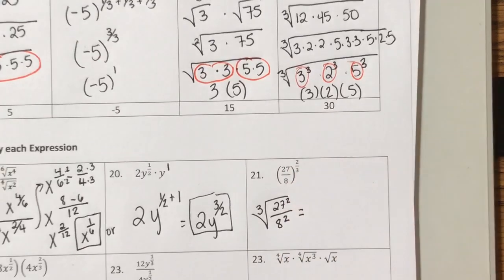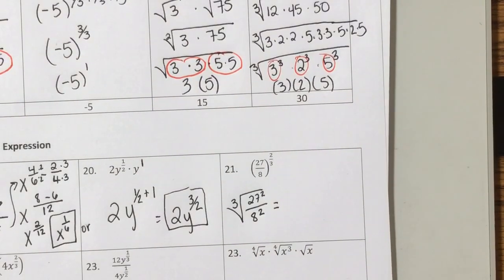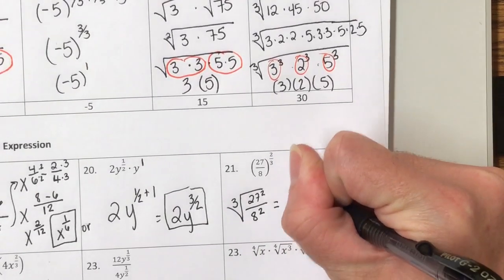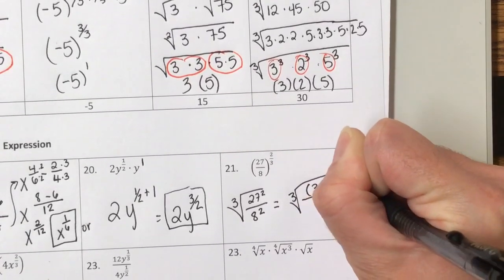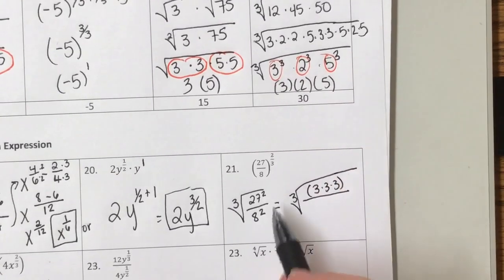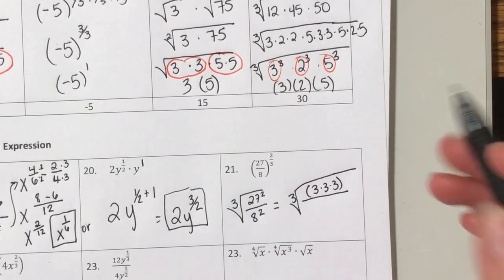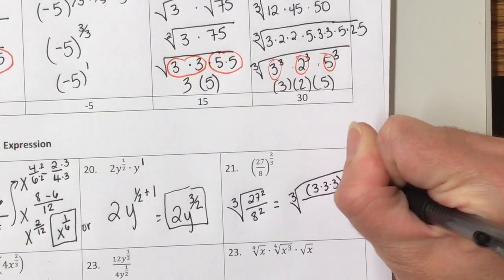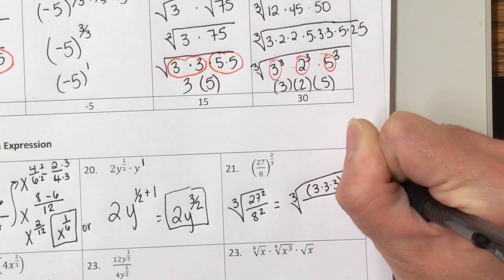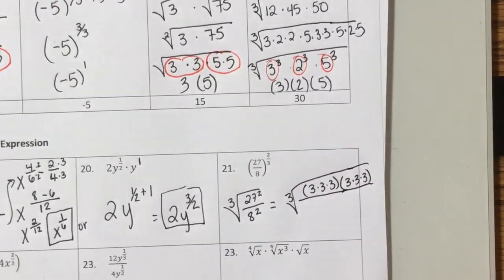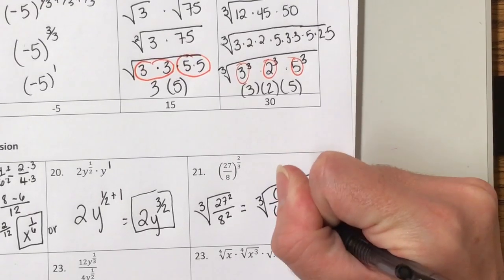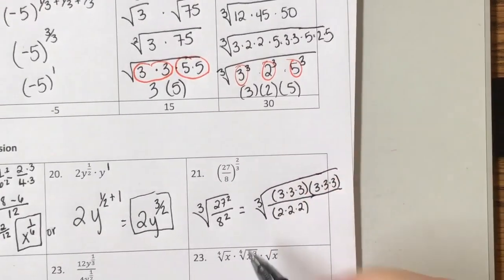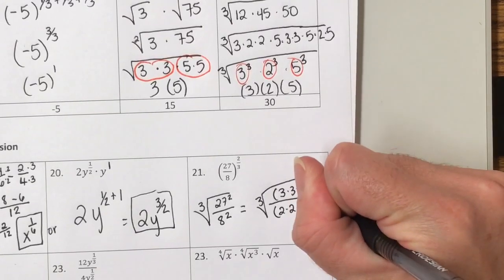So I'm looking for groups of 3. Well, I know 27 breaks down to 3 times 9, and 9 is 3 and 3. So I've got the cube root of 3 times 3 times 3. But I have 2 sets of those because it's 27 times 27. So I'm going to list that set out again. Then 8 squared, well, again, 8 breaks down to 2 times 2 times 2. And again, that squared tells me I have 2 sets of those.